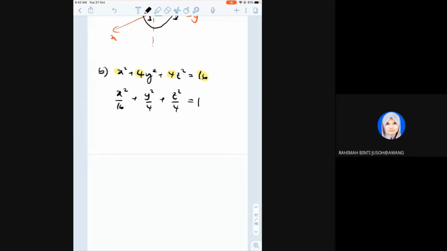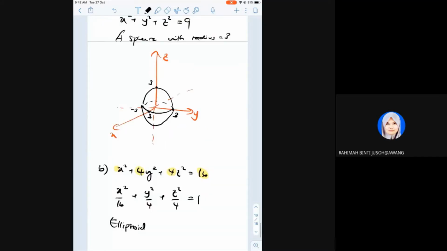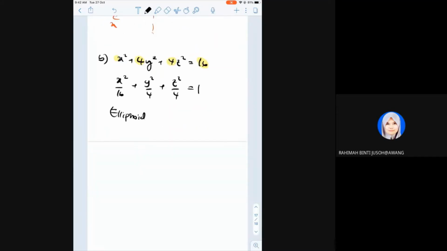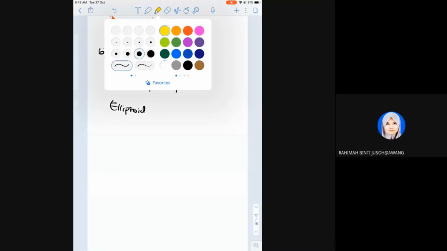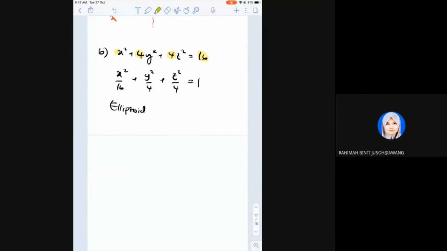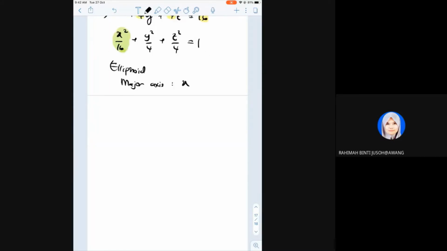So what's the major axis of this ellipsoid? Macam tadi, dia perkali dia sama. So that's why it becomes sphere, but now it becomes ellipsoid because the coefficients are different. So what's the major axis now? X lah kan? Sebab X dia ada 16, the largest one. Okay, so the major axis is X. Okay, so straight away sketch the graph in 3D.